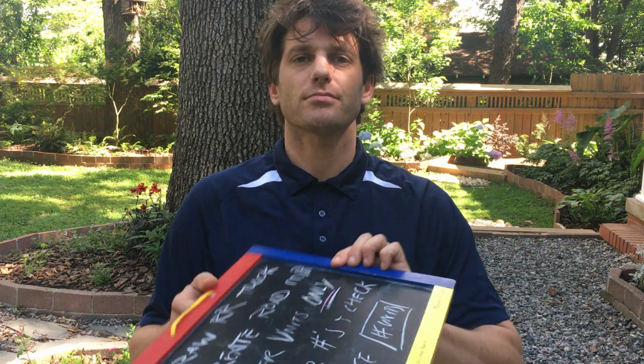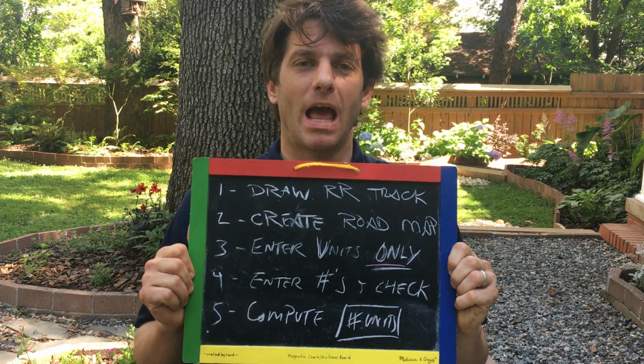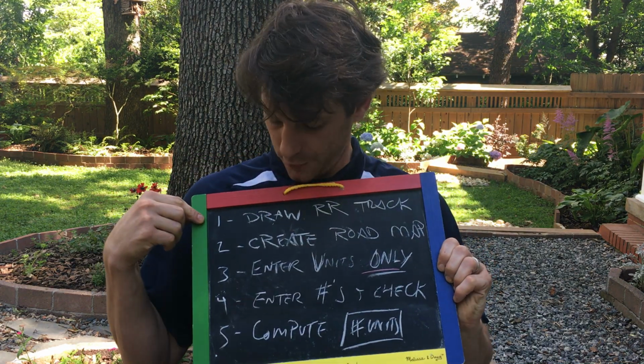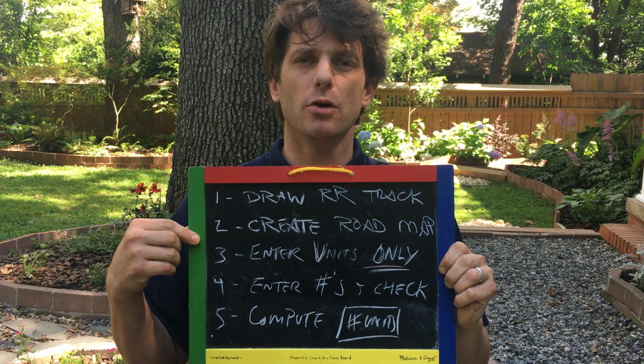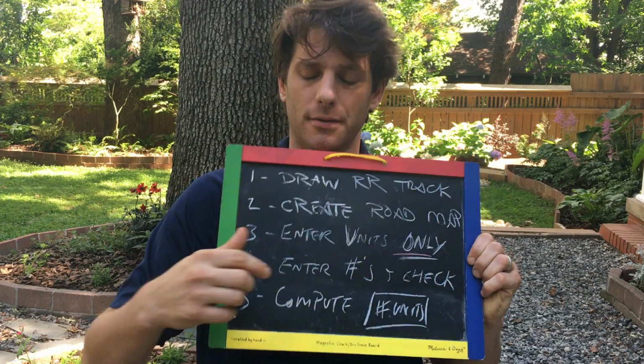The last thing I want to do is show you the steps that we're going to use. I'll give you an example of these, but I just want to plant the seed. 1, draw the railroad tracks. I haven't come up with a better name yet, but we're going to essentially put the framework down. 2, we're going to create the road map. We're going to connect our initial units to where they need to be at the end.